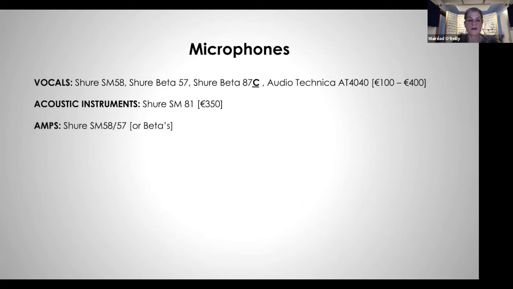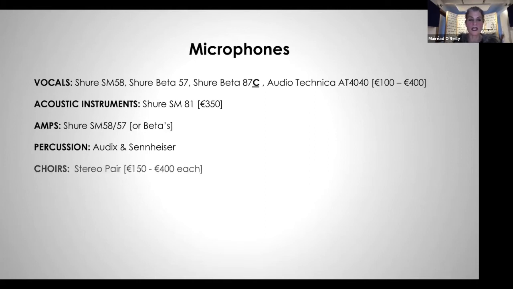Amps, 58s, 57s, you can't go wrong. There's loads of things you can put on amps. Don't put condensers, put dynamics. Percussion, the same thing, you can put 58s, 57s, or Audix and Sennheiser have done more specialist mics for percussion, and they have actual whole kits for drum kits. So if you're looking down that route, I would look at those sort of manufacturers really.